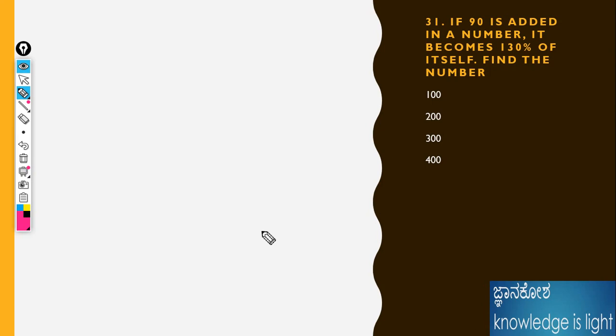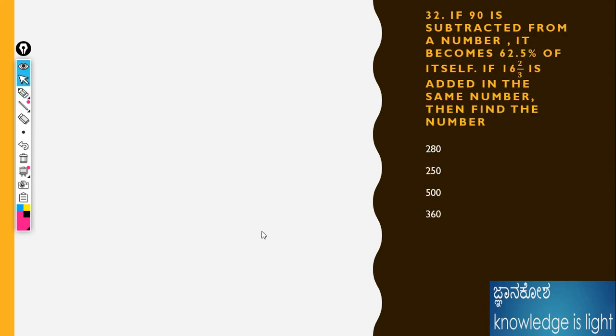Next problem I'm showing here. If 90 is subtracted from a number, then it becomes 62.5%. We should call it 3 by 8. Initial value is 8 and the final value becomes 5, since subtracting means 8 minus 3 is 5. What is the difference between these?